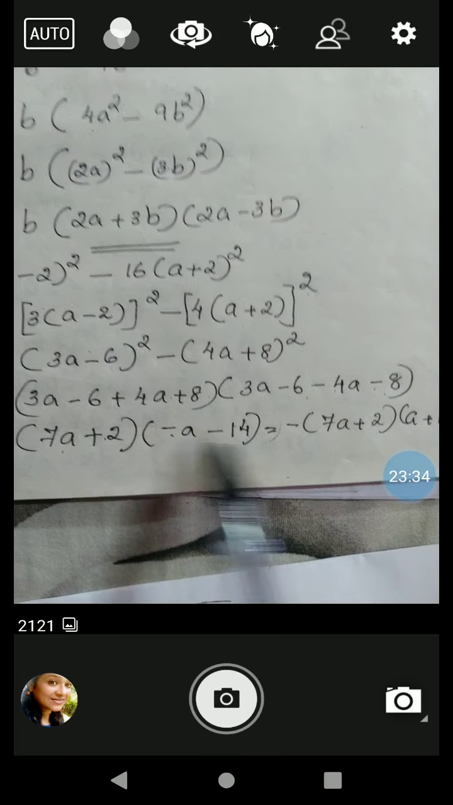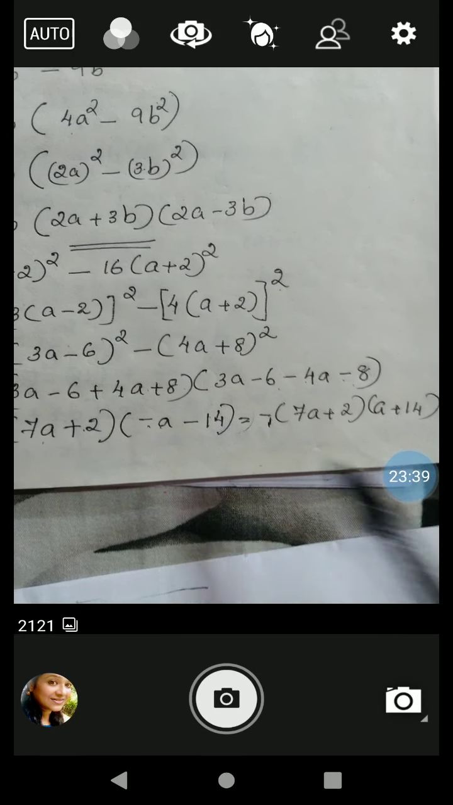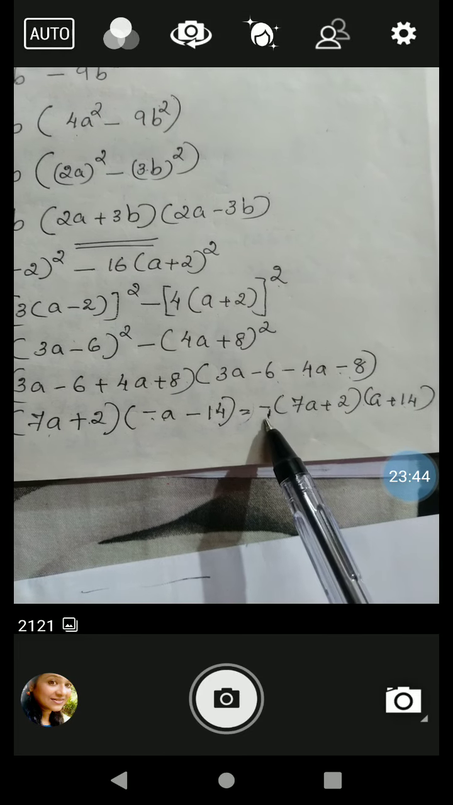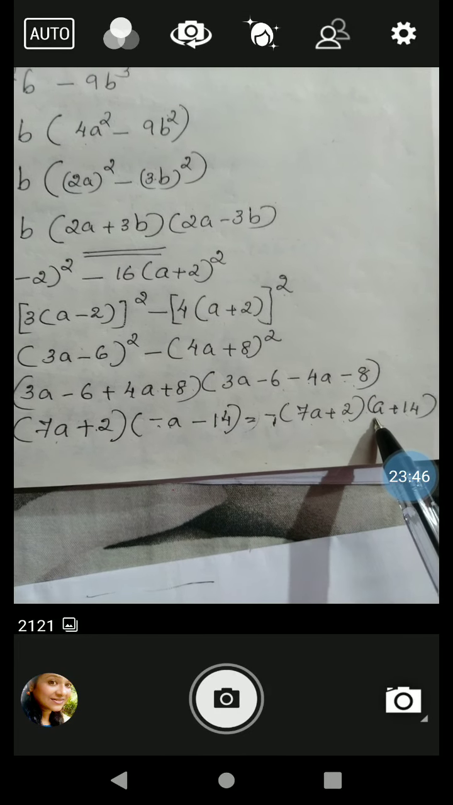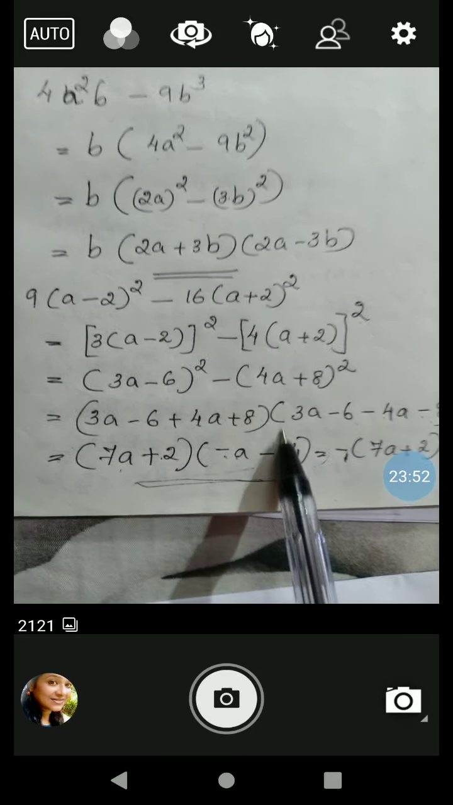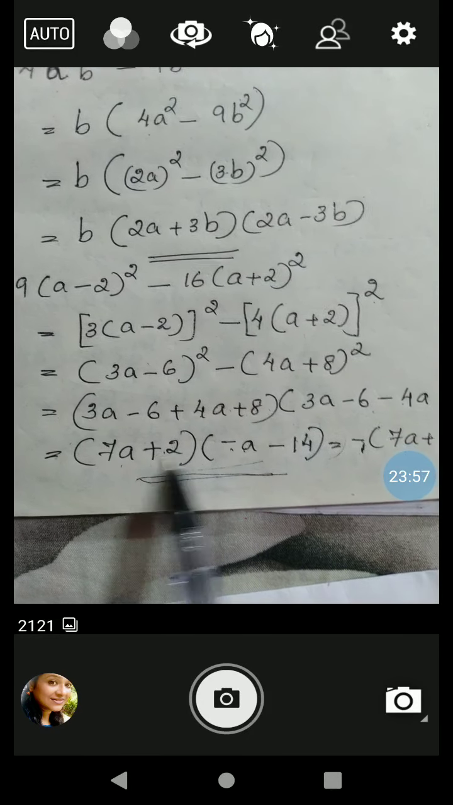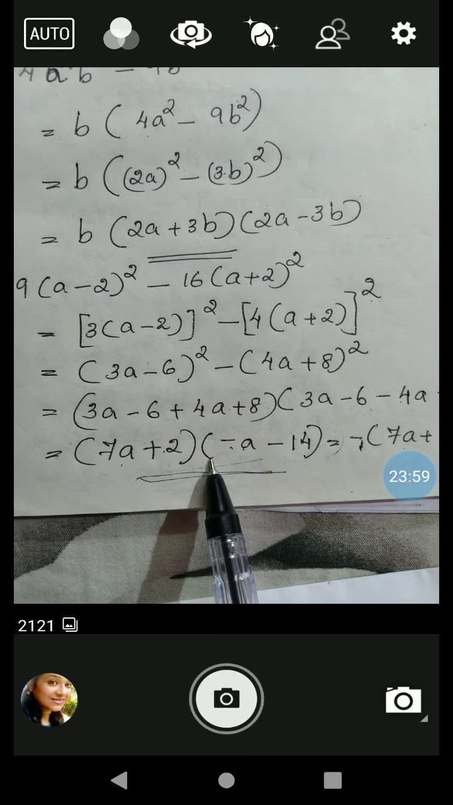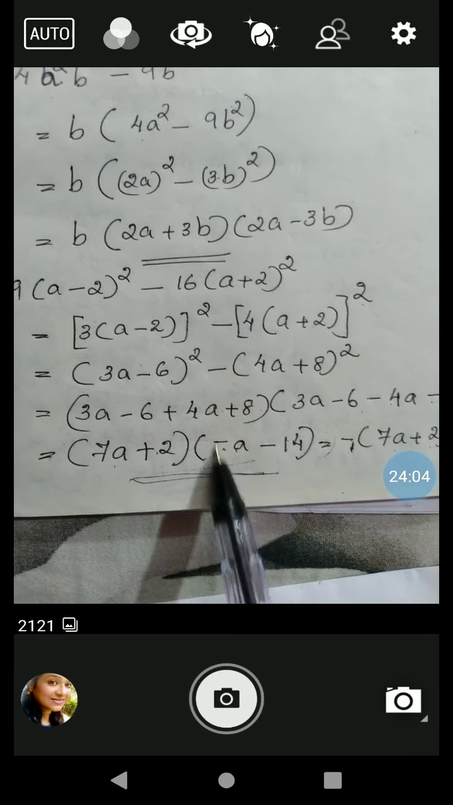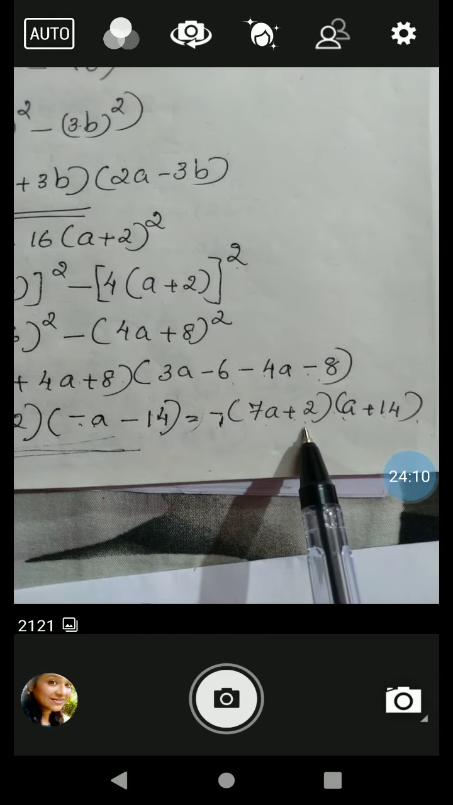Here, we can take this minus 1 outside. So, when you take minus 1 outside, inside you will get a plus 14. So, you can write the answer minus 1 into (7a plus 2) into (a plus 14). Or this. Both are correct. This expression is already in product form. So, here itself you can stop. Or you can take minus 1 outside from this bracket and write the answer like this.